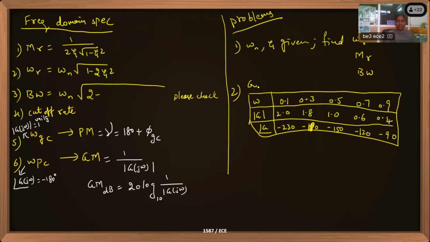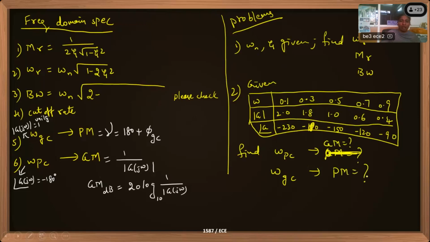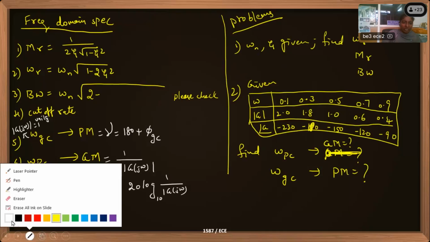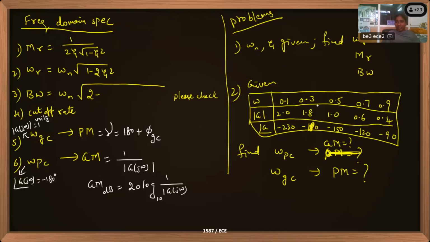Given the tabular column, they may ask you to find omega PC, find the gain margin, find omega GC, and find the phase margin. How do we find these when a tabular column is given? You know this is unity. At unity, the omega value is called omega GC. At omega GC, the angle is called phi GC.